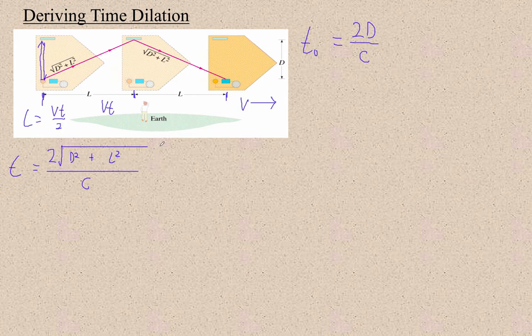So I can substitute that in, so that's my next step. Let's substitute that in. Okay, so t is equal to 2 times, got to be a radical here. I'm always trying to be a radical. Then d squared plus this thing here, the vt over 2 squared, and then that's over c. And now we've got it. This is it. We've got the whole thing here.